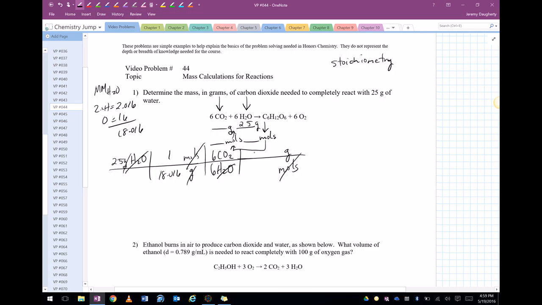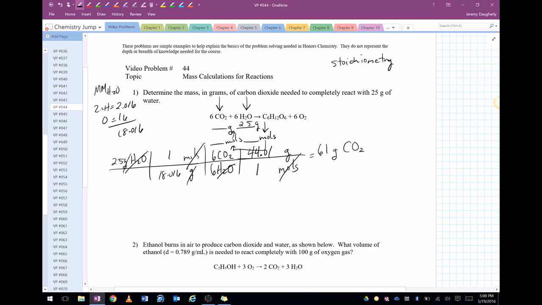And we found the molar mass of CO2 last time. It's 44.01 grams per 1 mole. So I'm going to take 25 times 1 times 6 times 44.01, and then divide by, in parentheses, 18.016 times 6. I get a value of 61, and I want 2 significant figures here, so that's 61 grams of CO2.